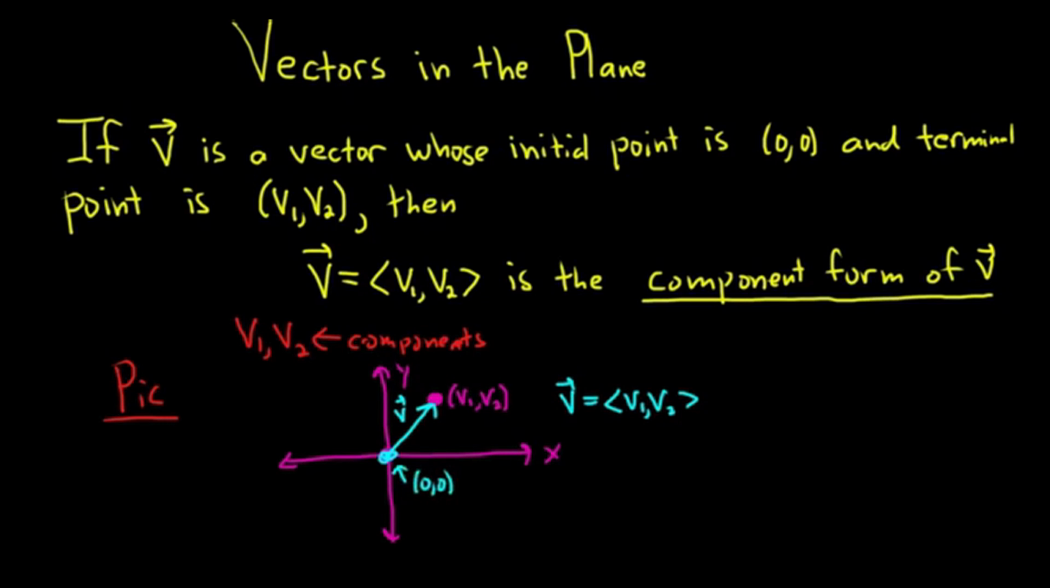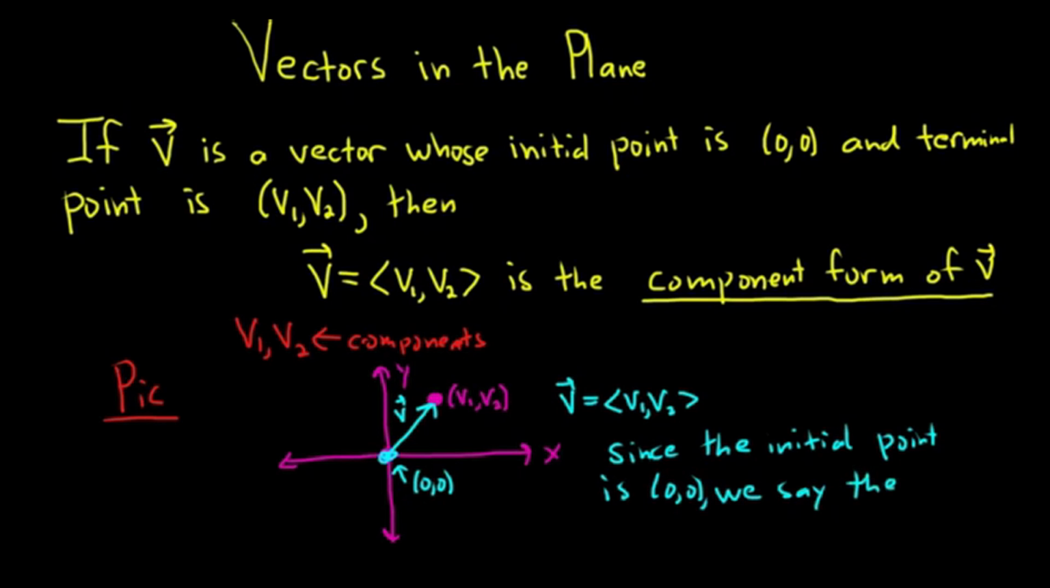Okay, so let me go ahead and write that down. Since the initial point is the origin, we say the vector is in what's called standard position. Okay, lots of terminology, but it's good stuff. It really is.